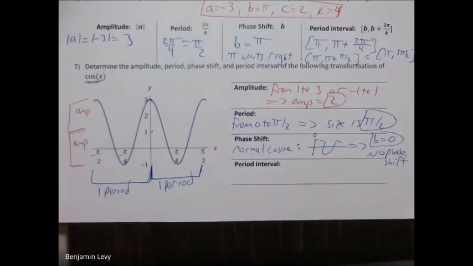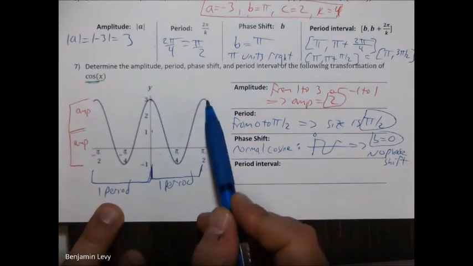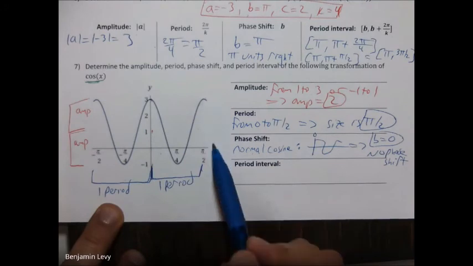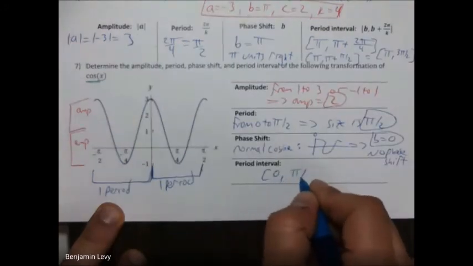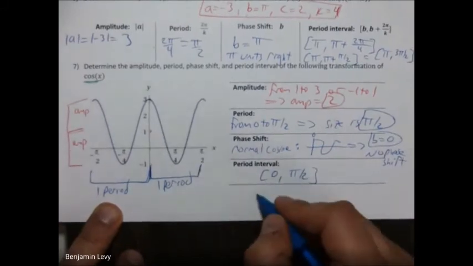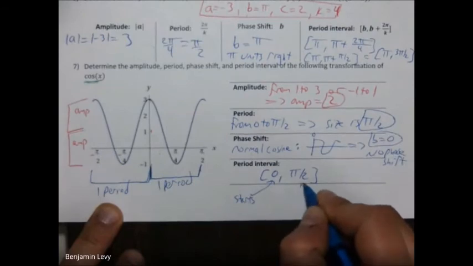And the period interval is just where it starts to where it ends, right? So it starts right here at 0, and it ends right here at pi over 2. And so one period could be from 0 to pi over 2. Again, because this is where it starts. One period starts, and that's where it ends.